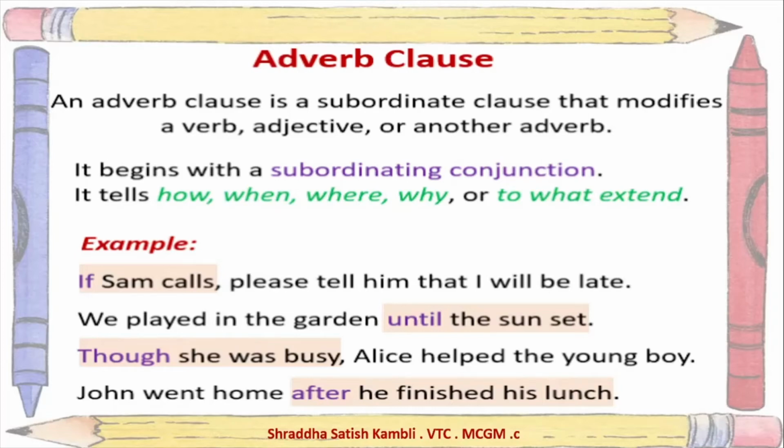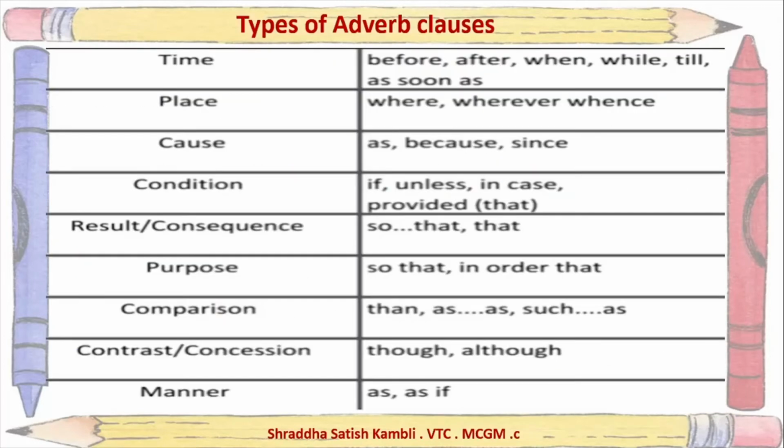Manner. Okay. John went home after he finished his lunch. So he went home. That is a verb there. But when did he go home? It modifies the verb. After he finished his lunch. So these are all the adverb clauses. Now these are the different types of adverb clauses: time, place, cause, condition, result, purpose, comparison, contrast, manner, etc. Okay, see, these are all the different types of adverb clauses.